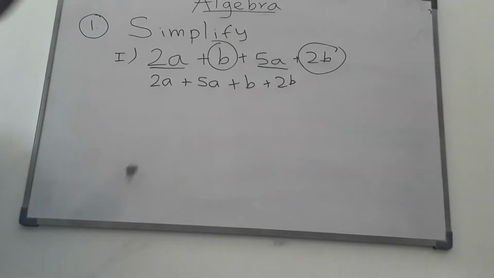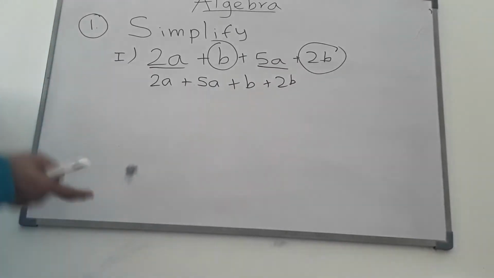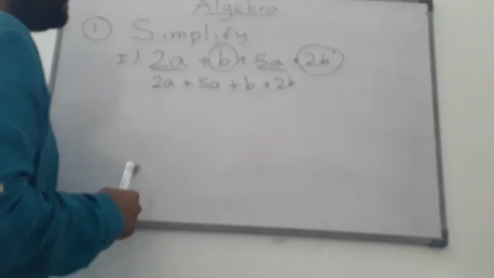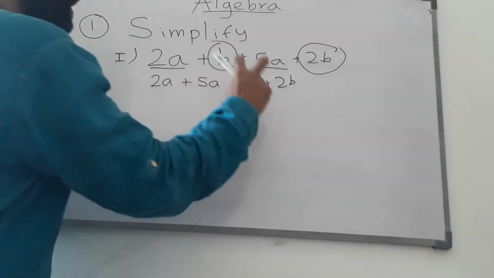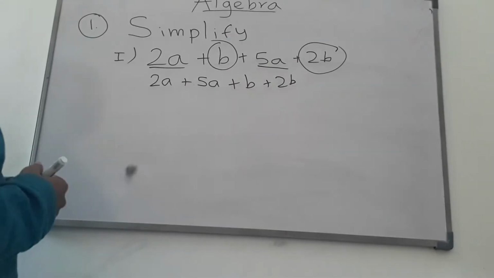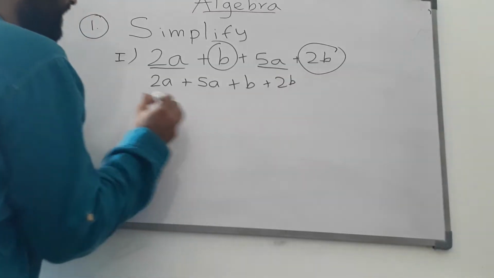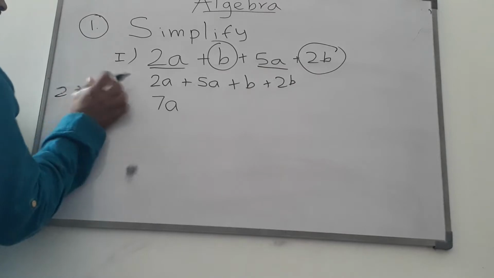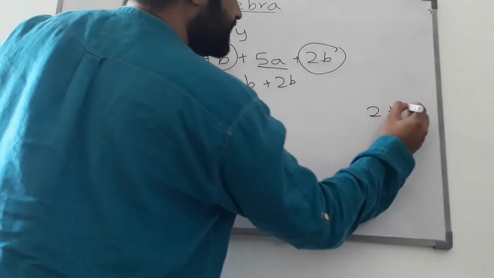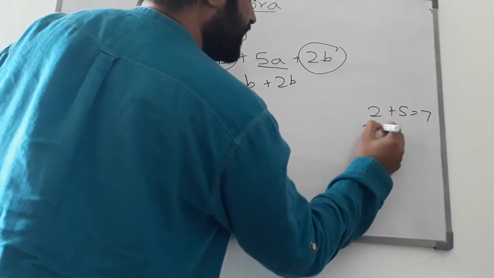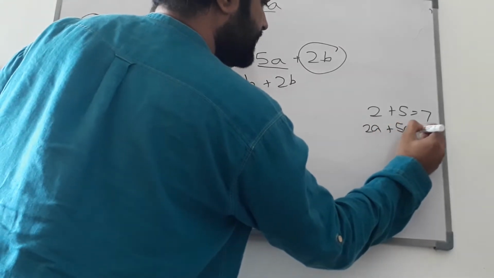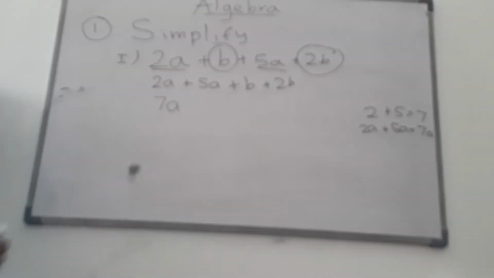Don't forget, we can't add a's and b's. Neither can we subtract a and b. But two a terms can be added or subtracted. Two b terms can be added or subtracted. But different terms cannot be added or subtracted. So 2a plus 5a means 7a. 2 plus 5 is 7. Likewise, 2a plus 5a means 7a.